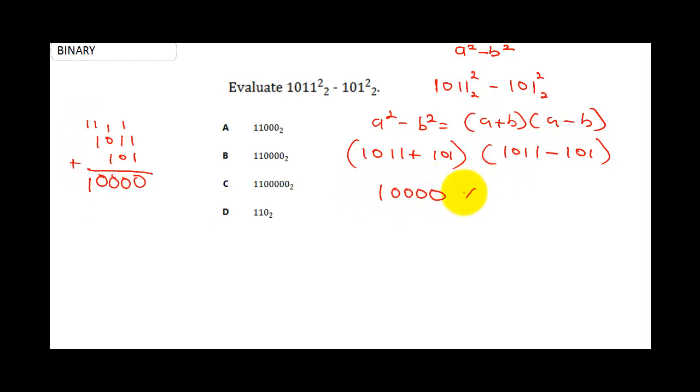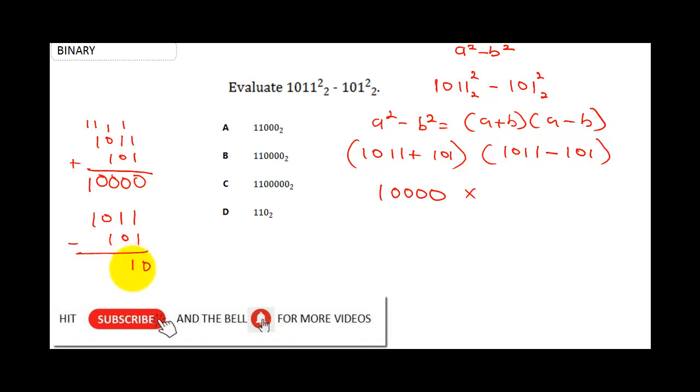Then multiplied by, now here doing this subtraction, this is going to be 1011. We're subtracting 101. Now 1 minus 1 is 0. 1 minus 0 is going to be 1. Now 0 minus 1, you borrow this one, here becomes 0, put it here, here becomes 2. So 2 minus 1 is going to give us 1. So this is going to be times 110.